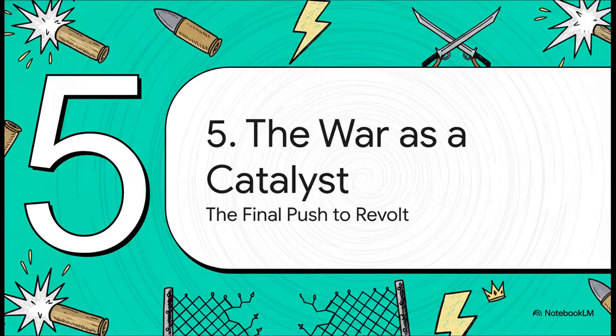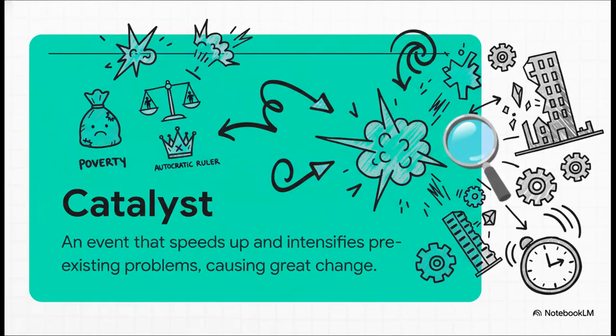So, this brings us to our fifth and final point, the war as a catalyst. Now, this is a very important idea to understand. It's easy to think that the war was the only cause of the revolution, but that's not exactly true. The war didn't create all the problems, but it pushed Russia towards revolution much faster. The key word to understand here is catalyst.